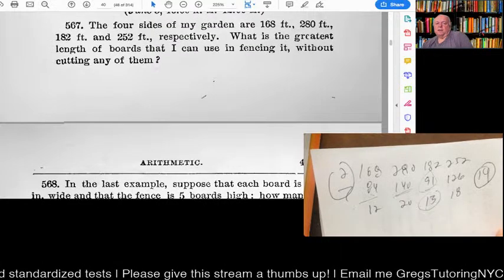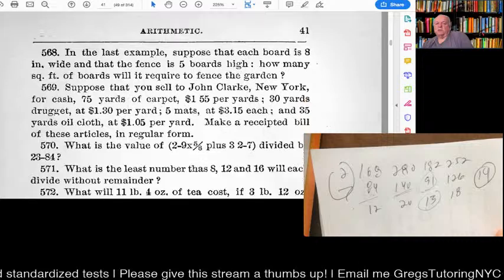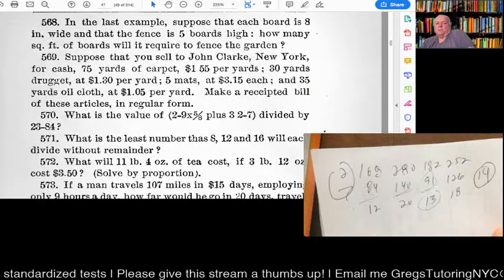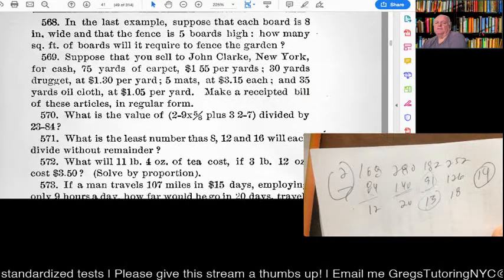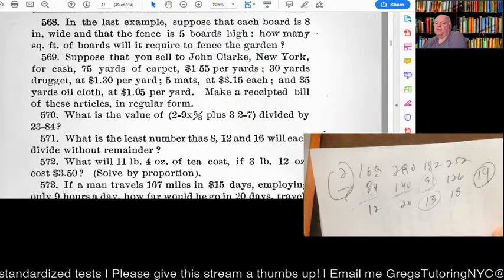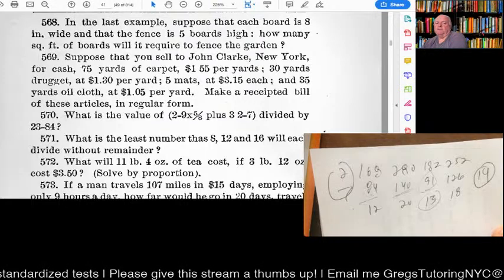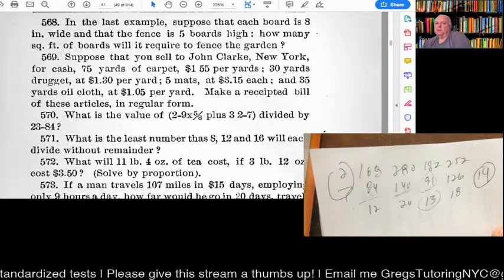So now it tells us, as a part 2 to that, suppose that each board is 8 inches wide and the fence is 5 boards high. Okay, how many square feet of boards will it require? So what we need to do is go back.